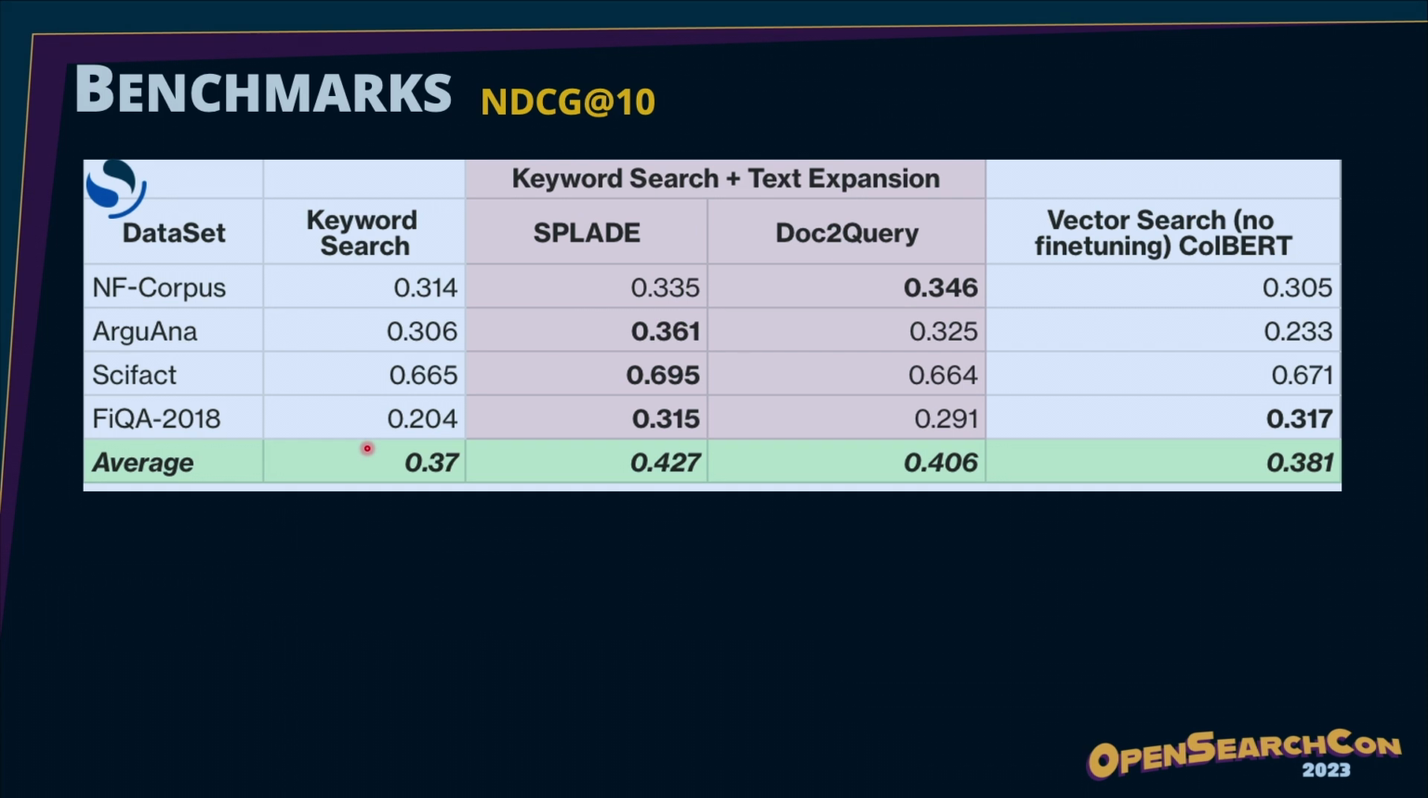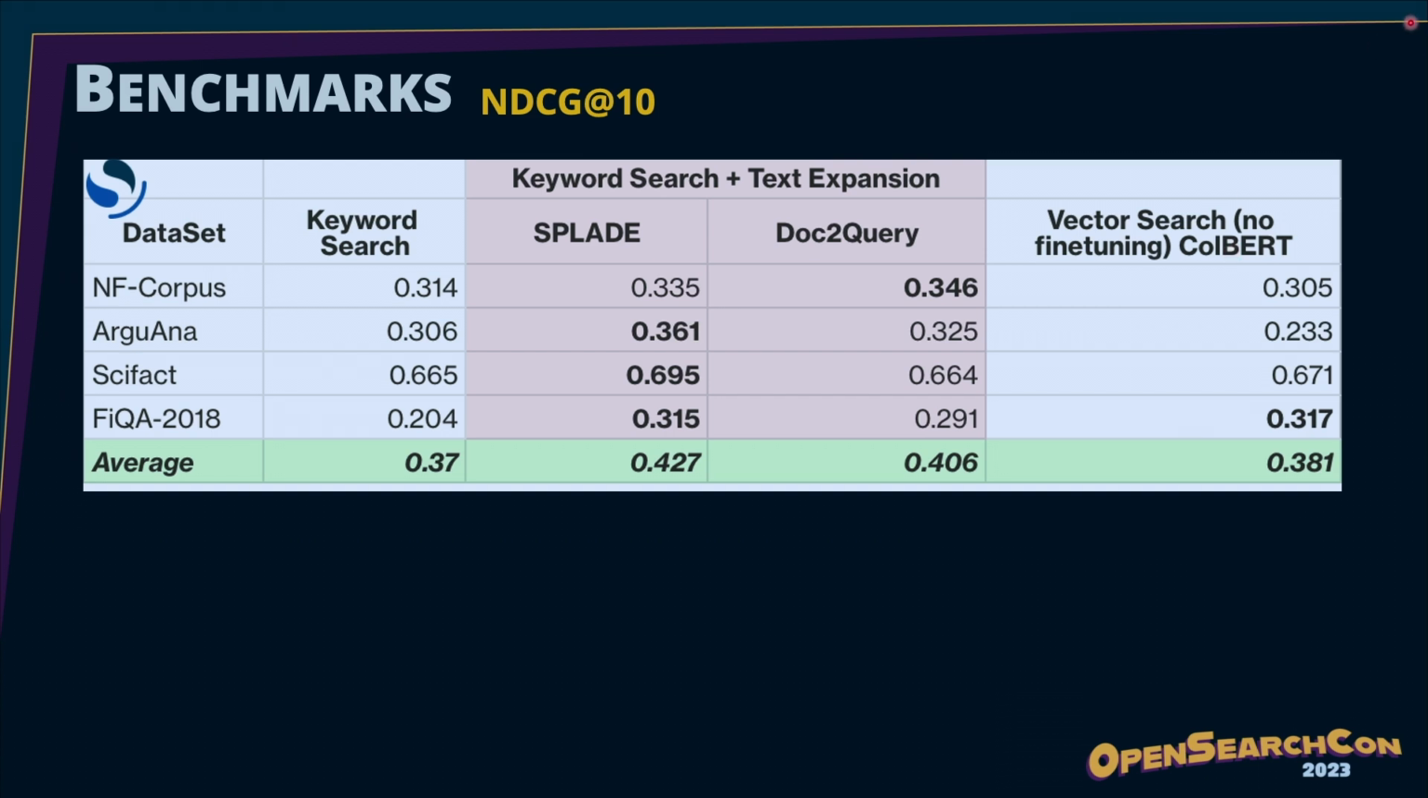So this is all that the authors of BEIR tried with the datasets with the different search engines there. This is what I tried with OpenSearch. First doing a basic keyword search, and then keyword search with doc2query, keyword search with Splade, and the vector search with the ColBERT model. So this was the overall result.